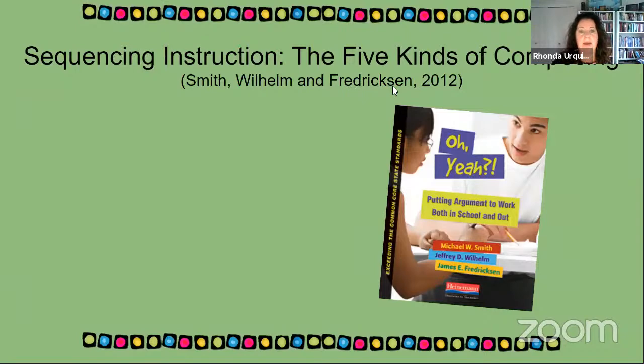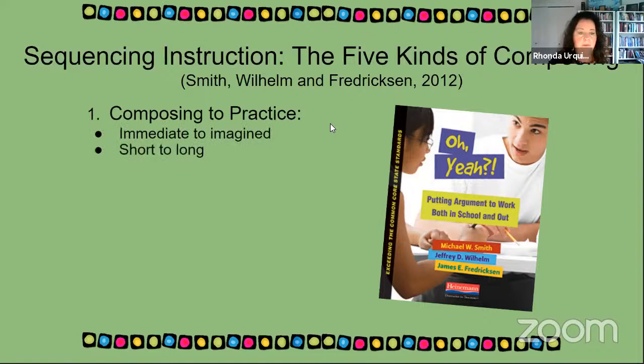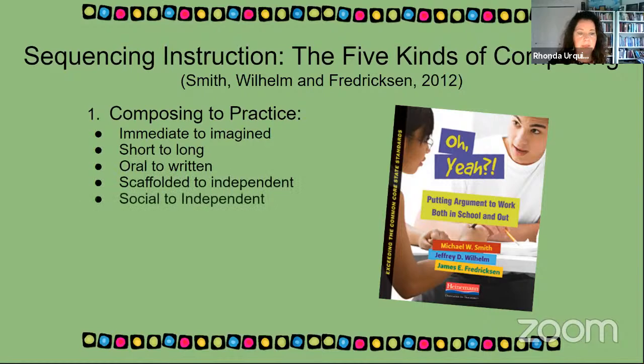One thing I want us to think about, and I made a page for this in your interactive notebook, are the five kinds of composing. I got this from the work of Michael Smith, Jeff Wilhelm, and James Fredrickson, professors at BSU and also friends of mine. This is in your interactive notebook so that you can refer back to it.